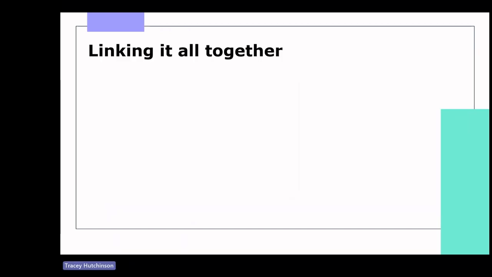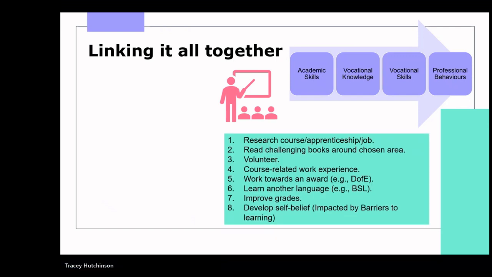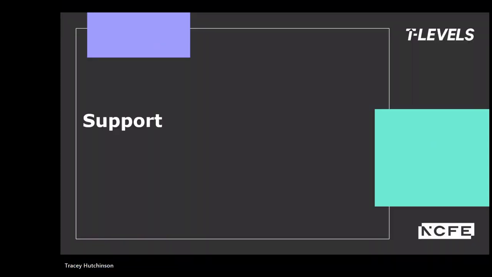So let's link all this together. We began with those key areas: academic skills, vocational skills, professional behaviours. We explored teaching strategies around these areas. Then we looked at how we really enhance progression, which links to those UCAS personal statement criteria. So this is how it all links together.